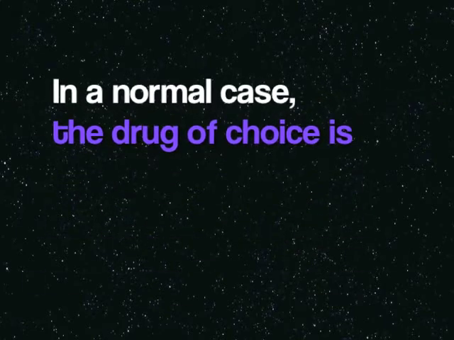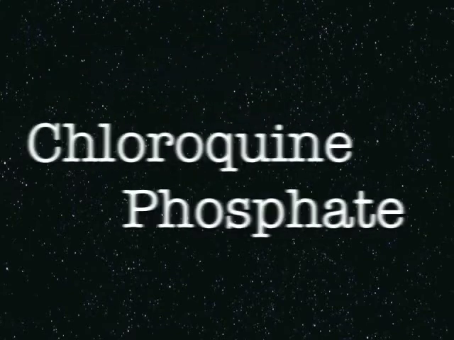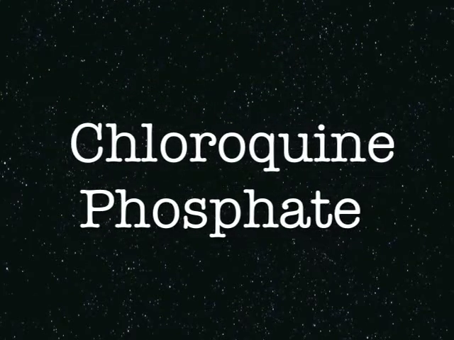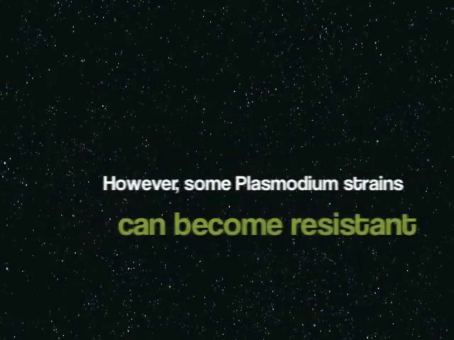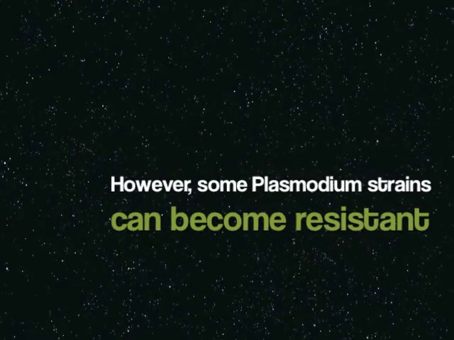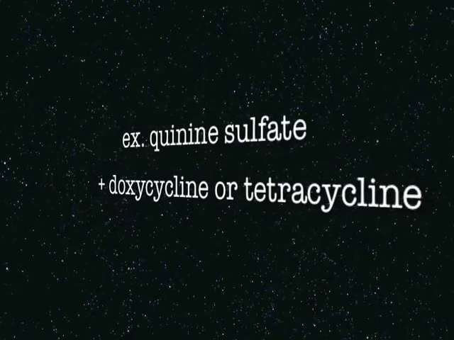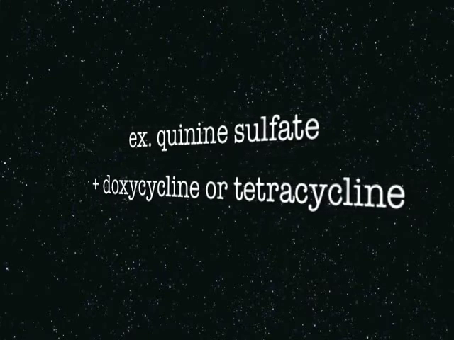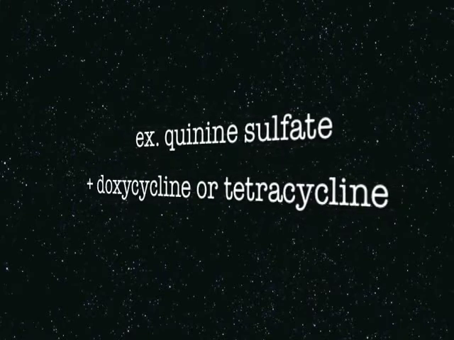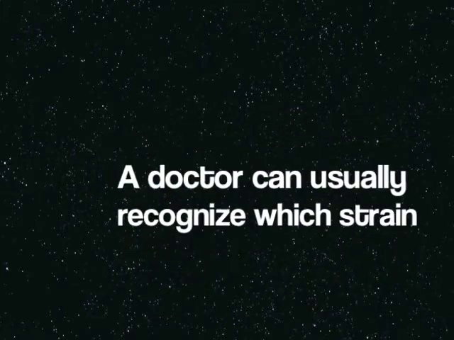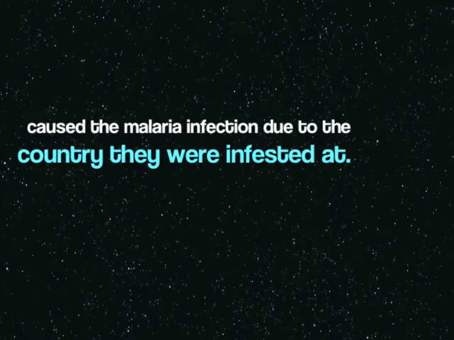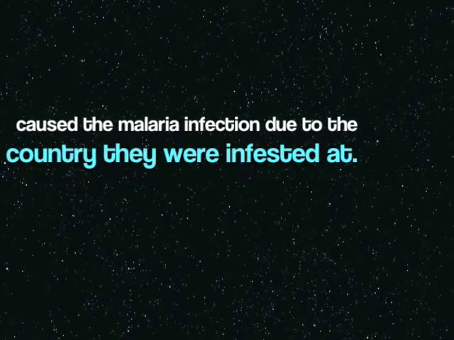In a normal case, the drug of choice is chloroquine phosphate. However, some Plasmodium strains can become resistant. Therefore, multiple drug treatments are used. An example would be quinine sulfate and doxycycline or tetracycline. A doctor can usually recognize which strain caused the malaria infection due to the country they were infected in.